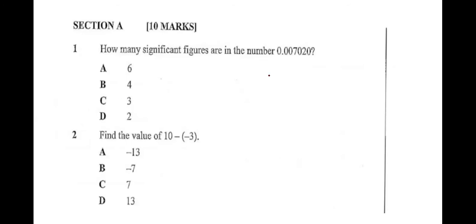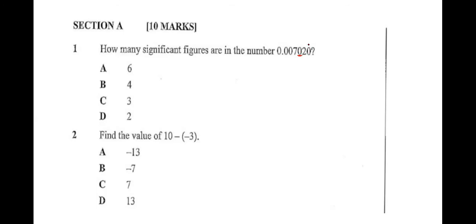Now, significant figures are simply numbers between 1, 2, 3, 4, 5, 6, 7, 8, and 9. So all the numbers are significant. So the rules are very simple. 0 can only be significant in the following situations. So 0 can only be significant if it is in between numbers. For example, this 0 here is between 7 and 2. So this 0 is significant.